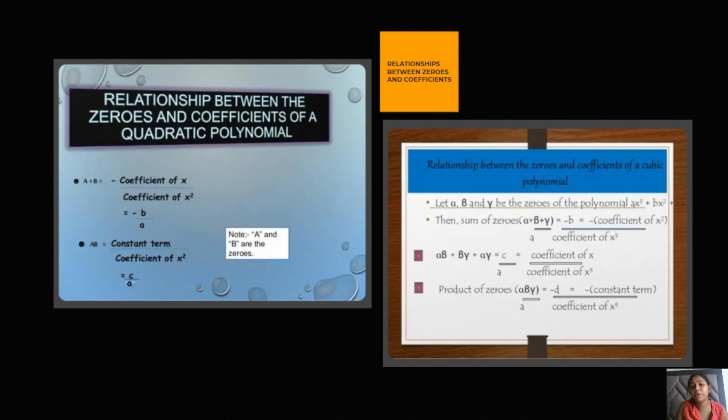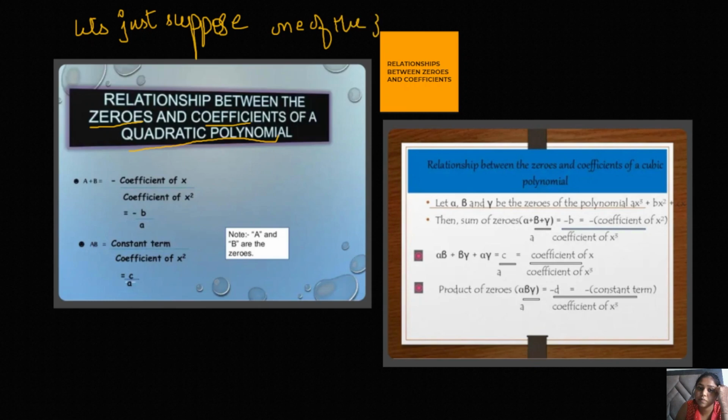Moving ahead, we'll start with a new topic, that is the relationship. I told you how to find the zeros by using different methods. First of all, we will be studying the relationship between the zeros and the coefficients of quadratic polynomials. So basically, you can easily find the zeros. Let's suppose one of the zeros is a and another zero is b.